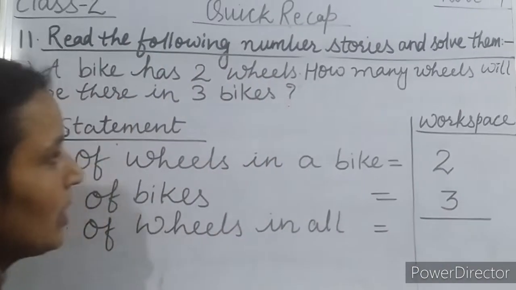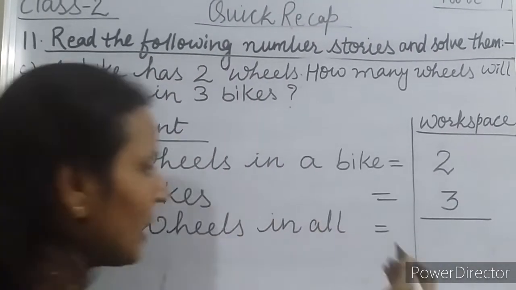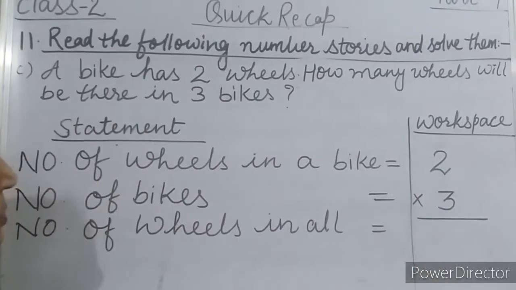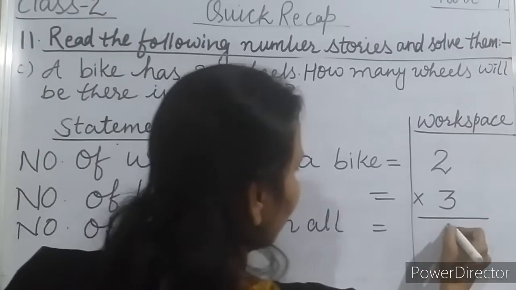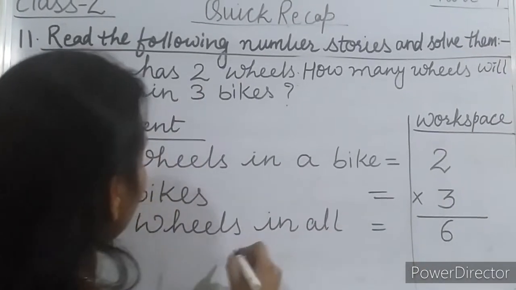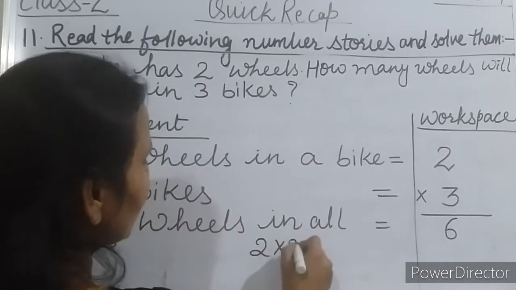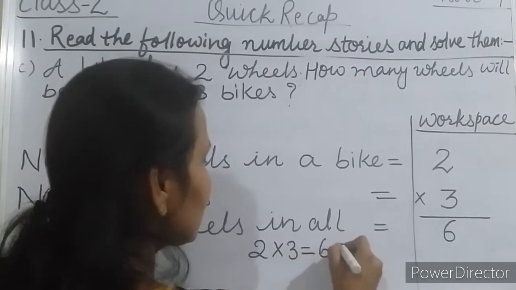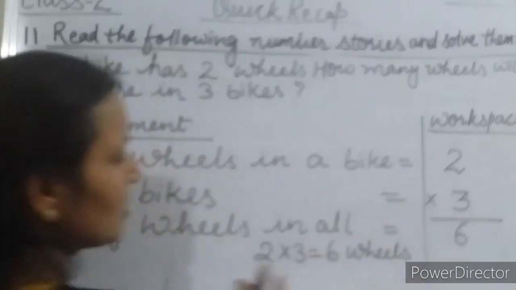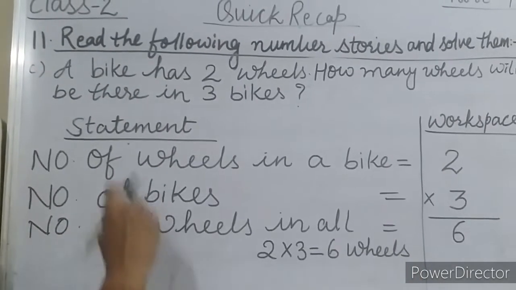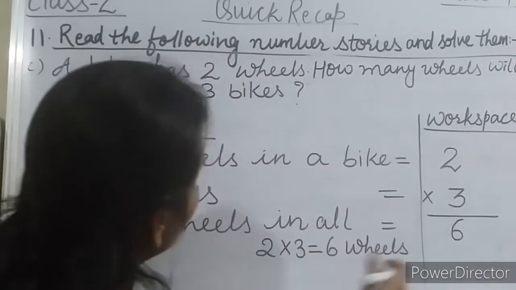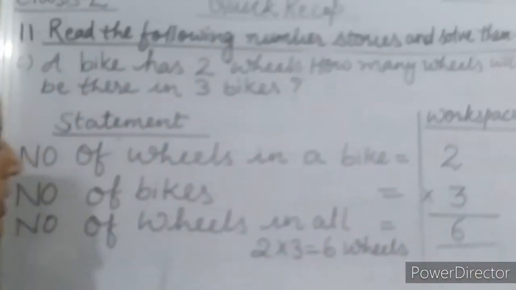So what do you have to do? Here to find, you have to multiply. To find the answer, what do you have to do? Multiply. So 3 2s are 6. So here you will write 6. So number of wheels in all is equal to 2 into 3 is equal to 6 wheels in 3 bikes. Okay. So in one bike there are 2 wheels. So in 3 bikes there will be 6 wheels.